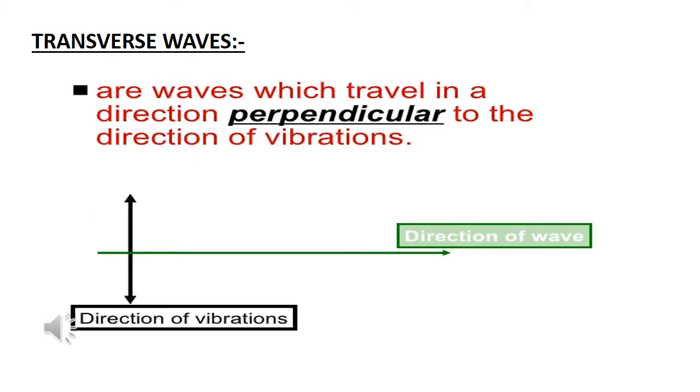Okay students, now let's have a deep look at the transverse waves. What are actually transverse waves? Transverse waves basically are the waves which travel in a direction which is perpendicular to the direction of the vibration. For example, as you can see in a graph which I have represented on your screens, the direction of the vibration and the direction of the wave are perpendicular to each other, which means that they are producing transverse waves.